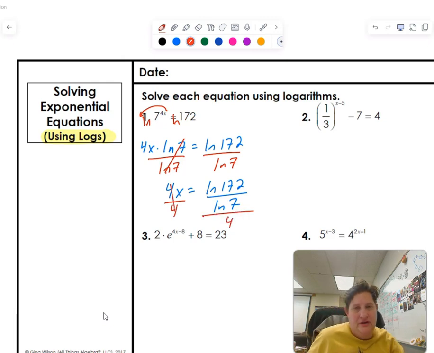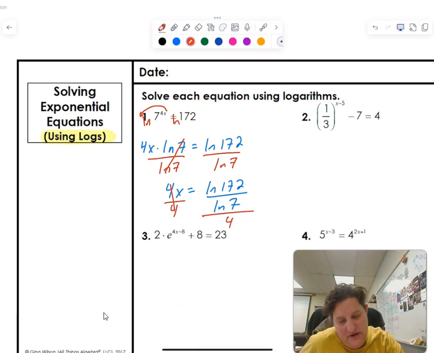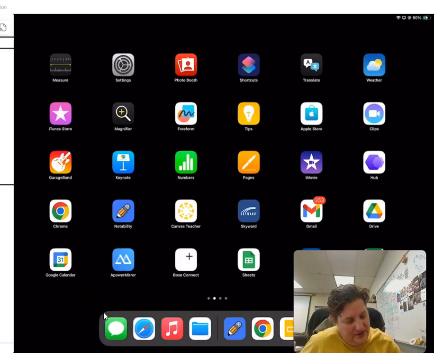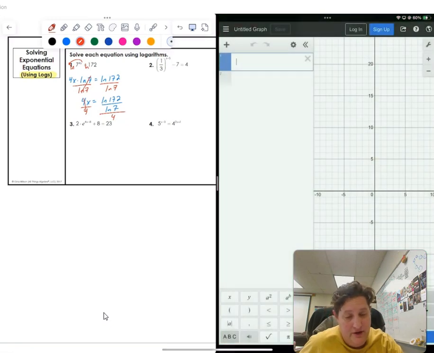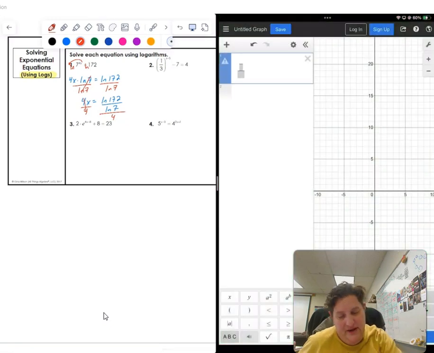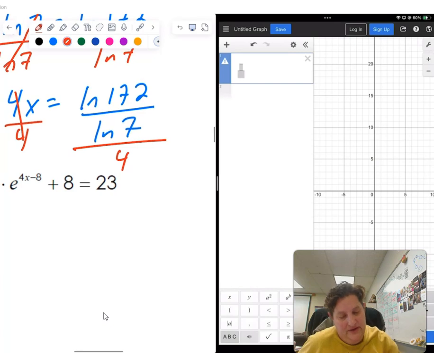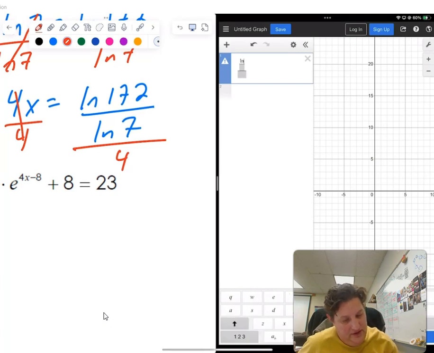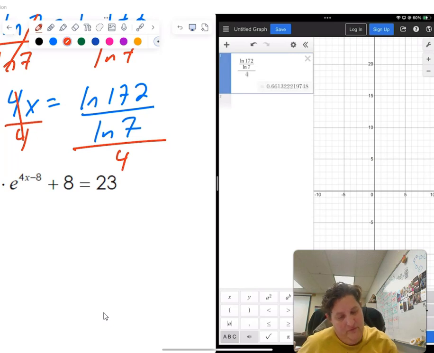Okay, now, I do want you guys to put these into decimal form, but we talked about how doing it in Desmos is like the easiest thing ever. So what we're going to do is go divide, divide. We're going to hit it twice, because there's like 2 divides here, and then you just use your keyboard and type in ln 172 over ln 7 over 4.